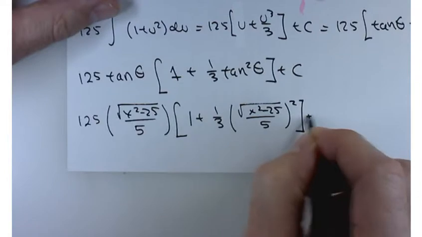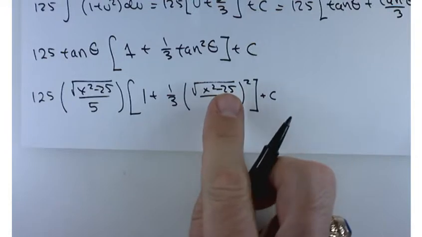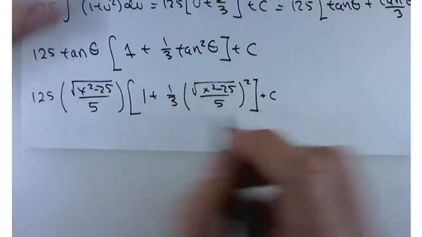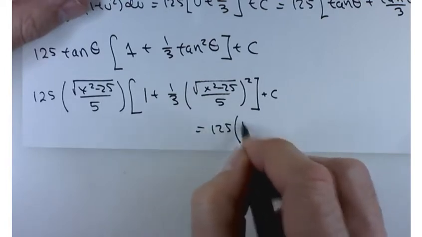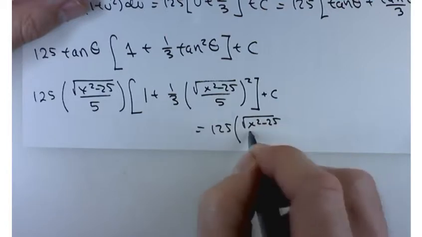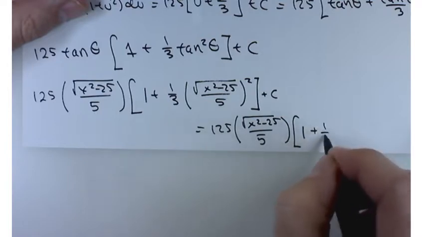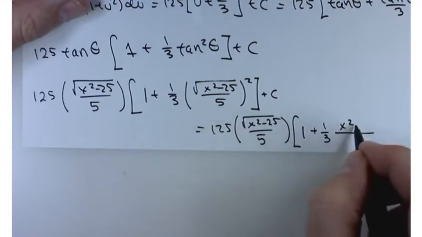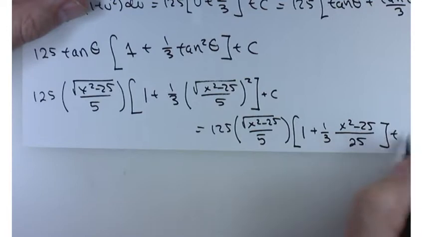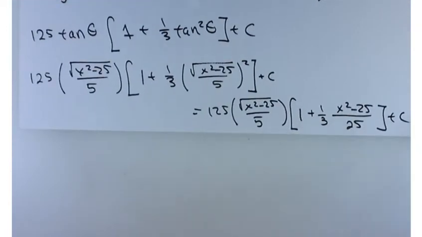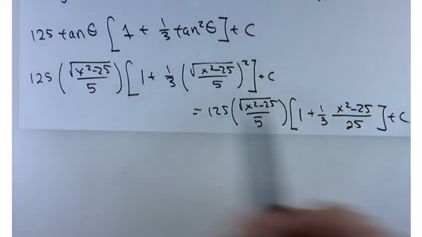At least having factored this out, this is going to simplify a little bit nicer. I'll end up with 125 times the square root of x squared minus 25 over 5 times 1 plus 1/3 times x squared minus 25 over 25, plus a constant. And of course you can combine that as over 75 if you'd like. That's fine. I'm most concerned that you get down to something like this. The exact form doesn't really matter to me too much.